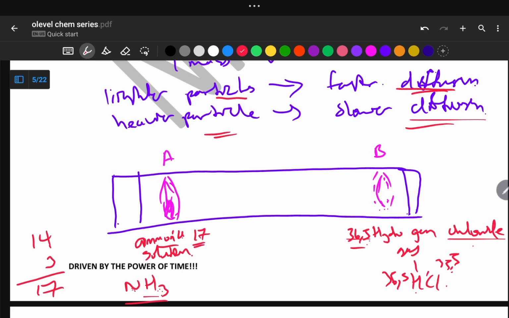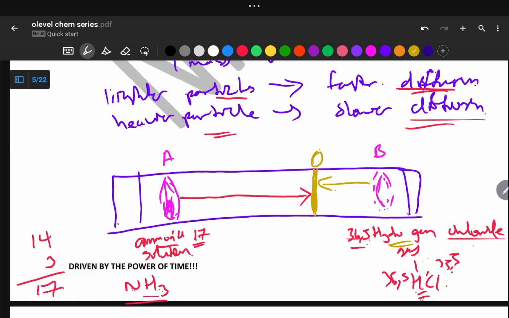So this means that ammonia is going to diffuse faster compared to hydrogen chloride. Ammonia is going to move a greater distance compared to hydrogen chloride. That's the rate of diffusion, right? Ammonia is going to move till it reaches the other half of hydrogen chloride, and hydrogen chloride is going to move a shorter distance. Why? Because it is heavier, so the rate of diffusion is slower. So we are going to have the reaction at this point, near the end where we have hydrogen chloride. This is the point of reaction.